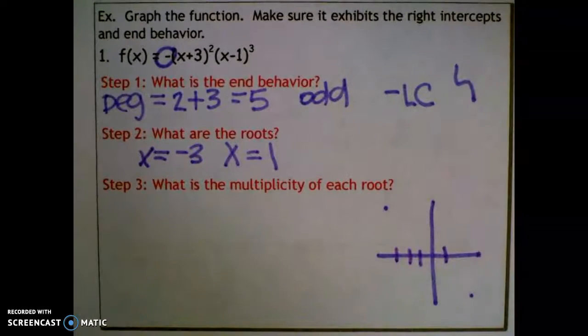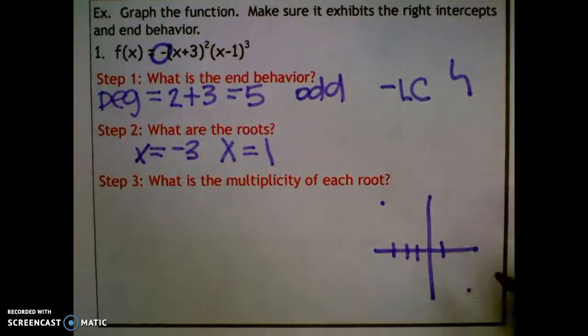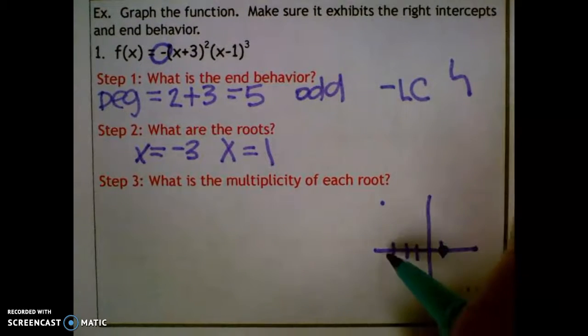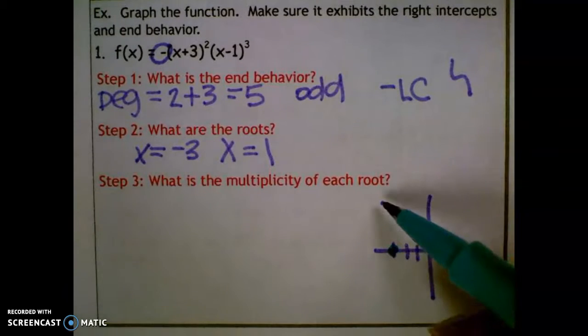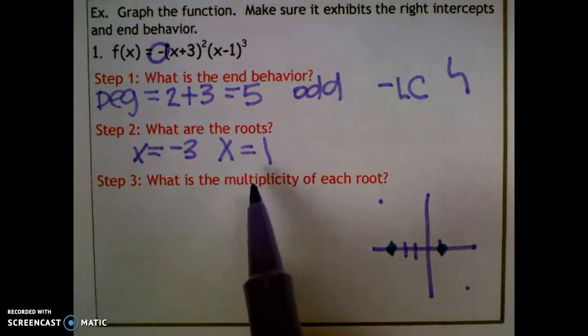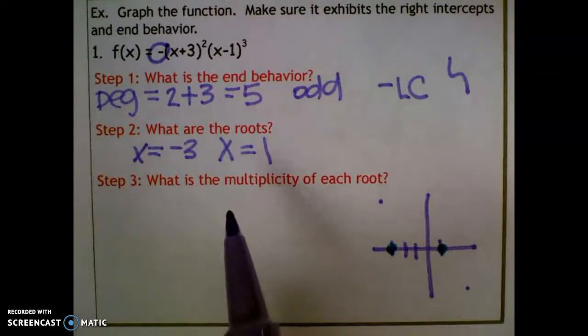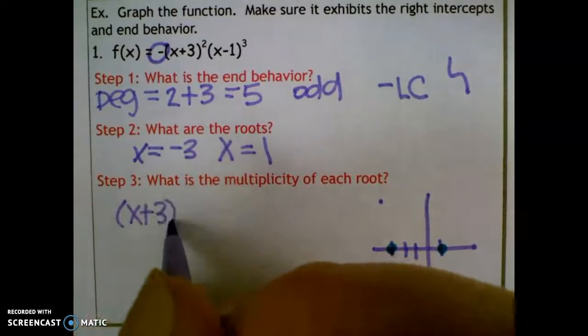And I'm only going to put those tick marks because I'm lazy. I don't need to do 10 tick marks for 3 little things. So those are my x-intercepts. So I'm going to start here, somehow cross through these, and end up here. Now the crossing portion, that's where the multiplicity comes in. The multiplicity is based on the factor itself.